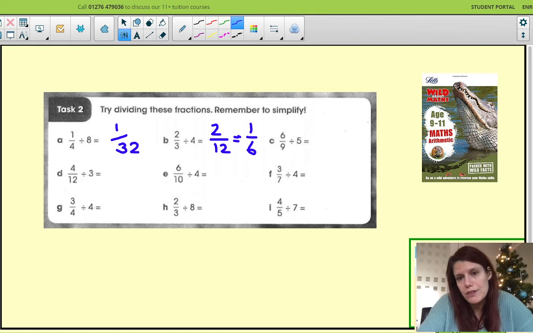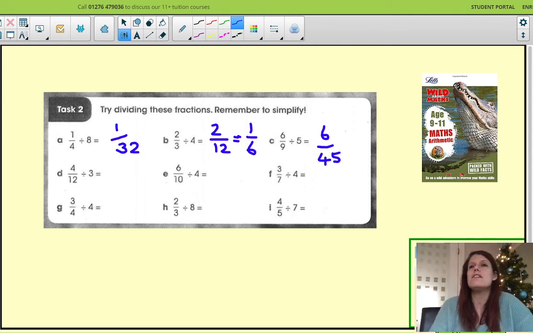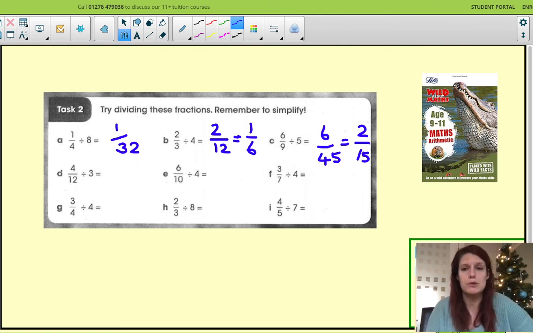So 6/45. And then to simplify, we simply find a common factor that goes into both. We're going to divide the numerator and the denominator by 3. And that is going to give us 2/15. And that's as low as we can go. We can't divide it anymore. So 2/15 is that fraction simplified in its lowest terms, or simplest form, you might hear as well.